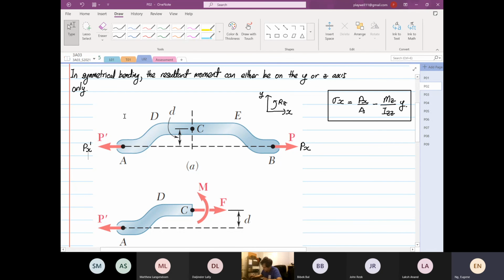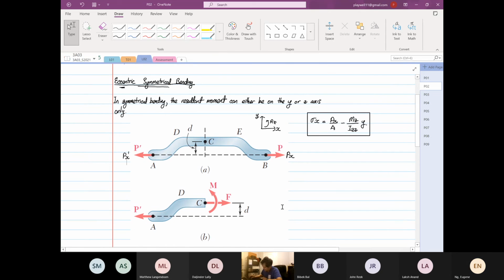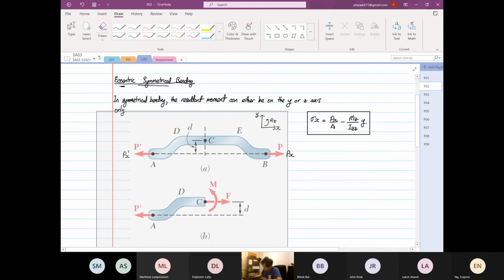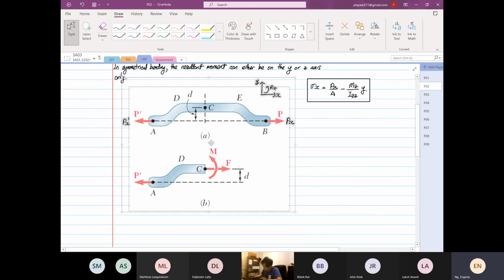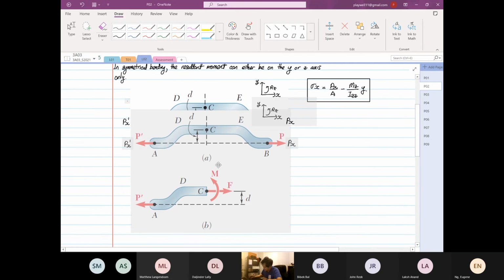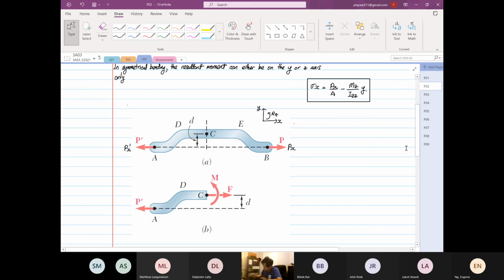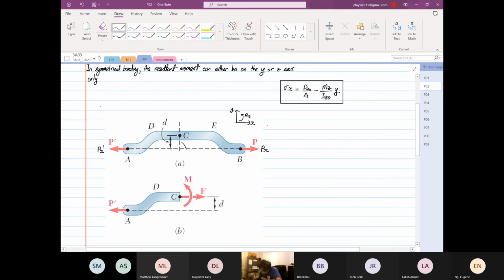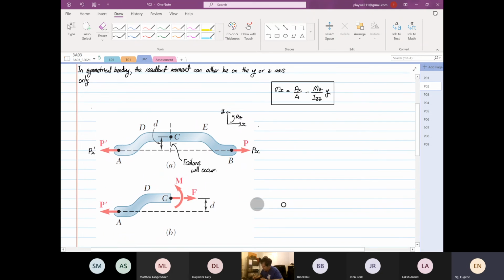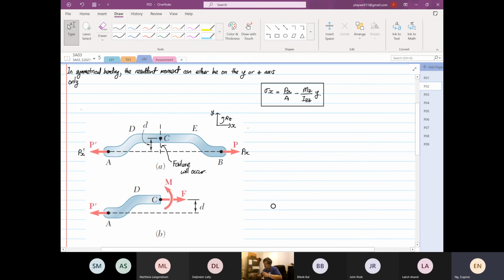So I'm going to shift this a bit. I'm going to shift this down a bit. So over here, this is where failure will occur. Failure will occur. If you load a structure in such a manner, the structure will tend to deform.